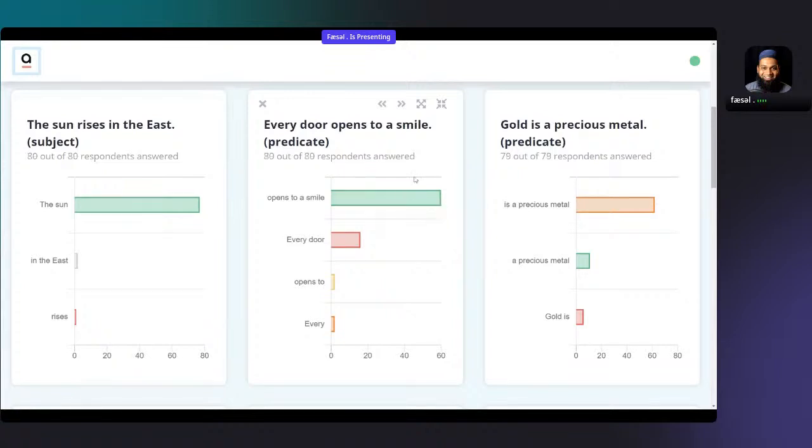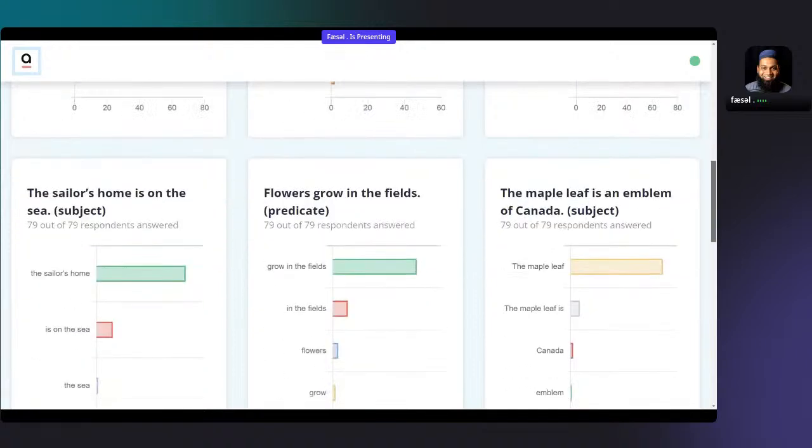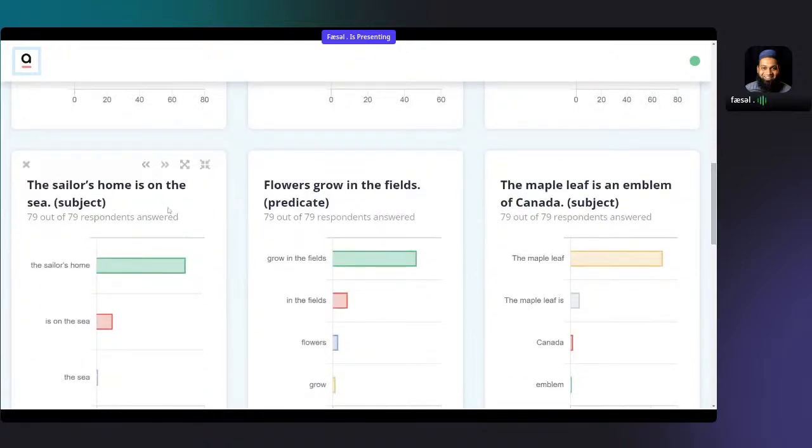74.9%. A lot of students selected this option, which is pretty good. Gold is a precious metal. What's the predicate? What are we talking about? Gold. And the rest of it is our predicate. So, is a precious metal is your predicate. The sailor's home is on the sea. Identify the subject. What are you talking about? The sailor's home. That's your subject. Is on the sea is not your subject.